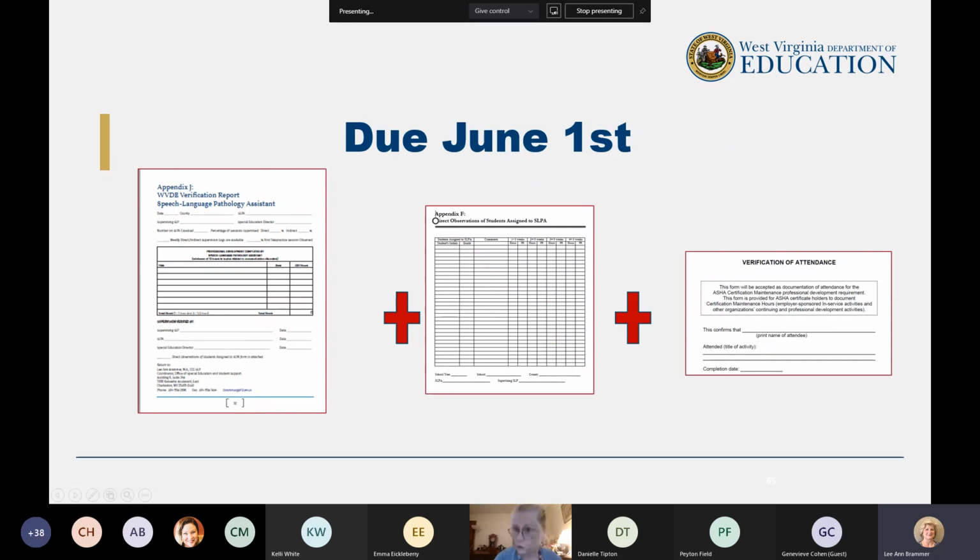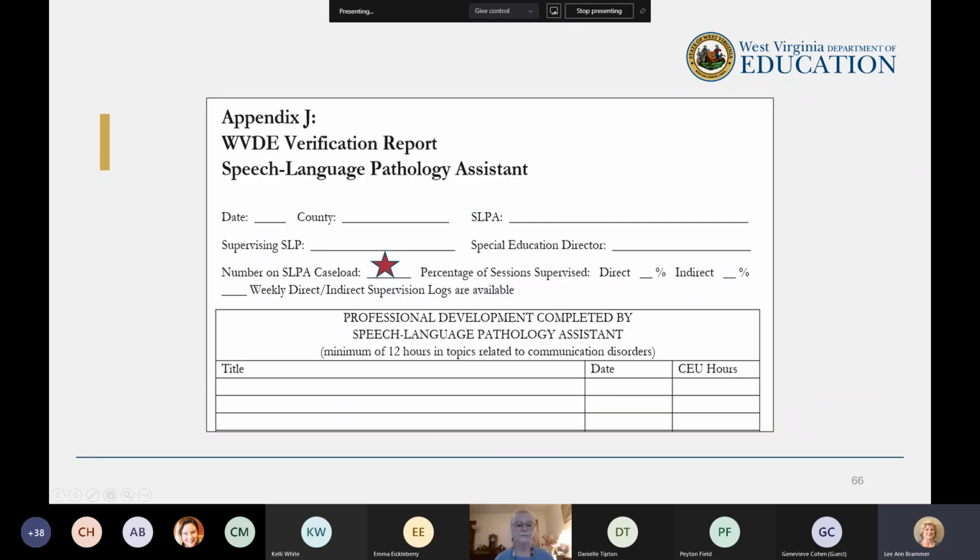So the verification report is due June 1st. And the verification report is probably the most important thing that you do, because this is what Leanne looks at to determine whether the SLPA is reauthorized for the next year. So there's the verification report, which is only one page, the DUSA form, which is for all 49 weeks, and verification of attendance. All certificates of attendance must be included. Let's go to the next page and we'll talk about that a little more specifically.